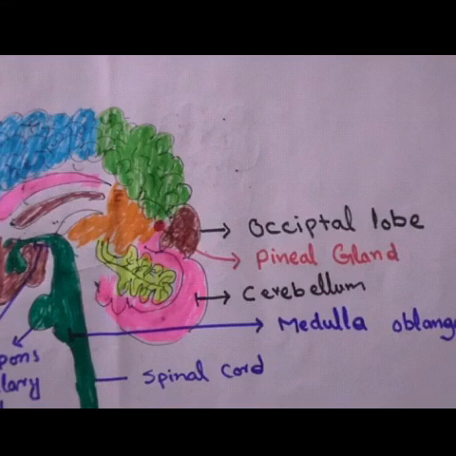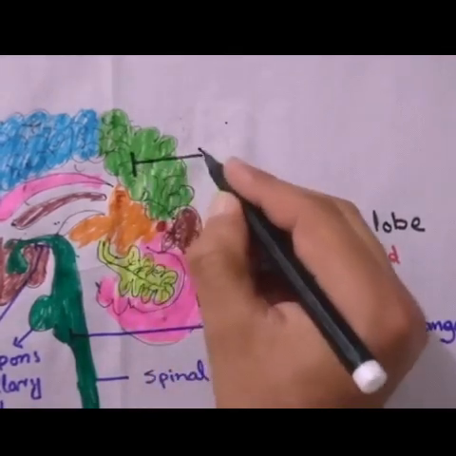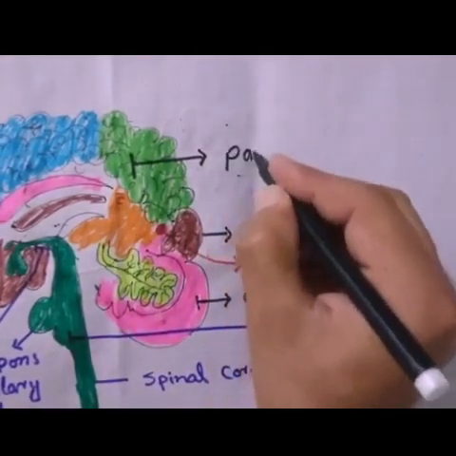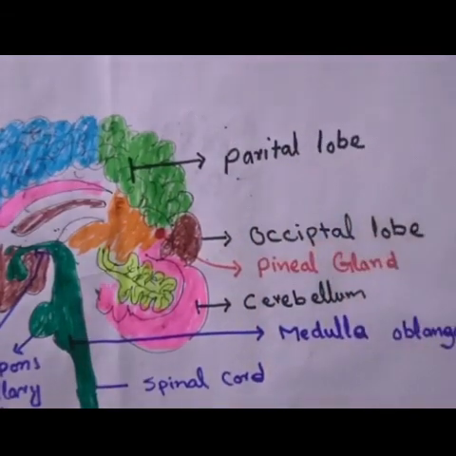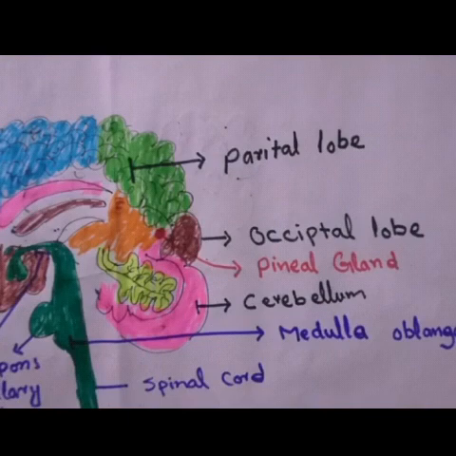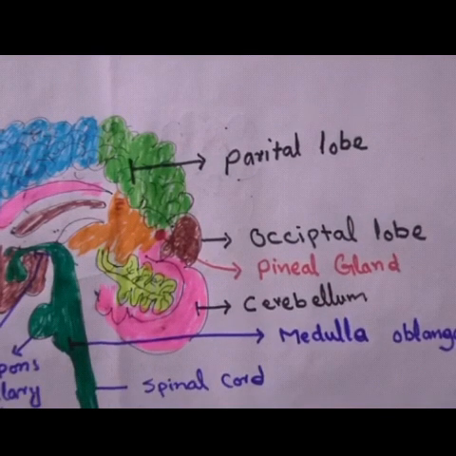The parietal lobe, which contains the primary somatic sensory area, is posterior to the central sulcus. Impulses traveling from the body's sensory receptors are localized and interpreted in this area.